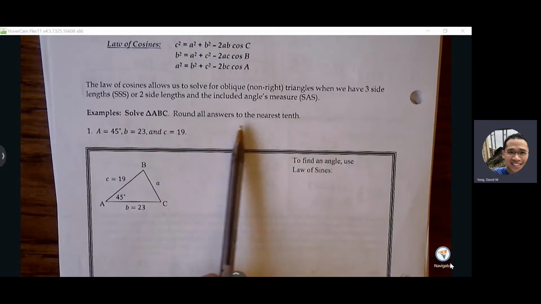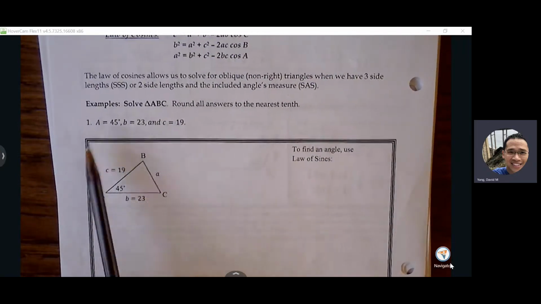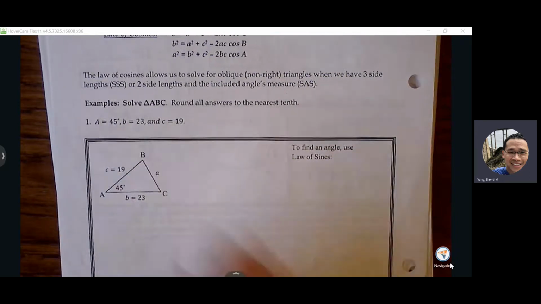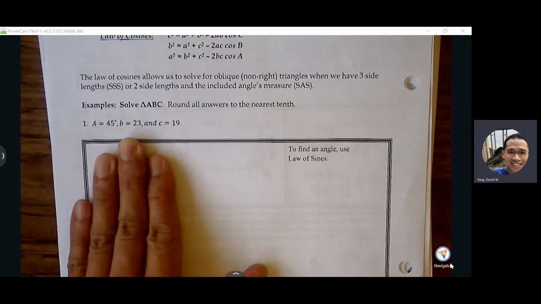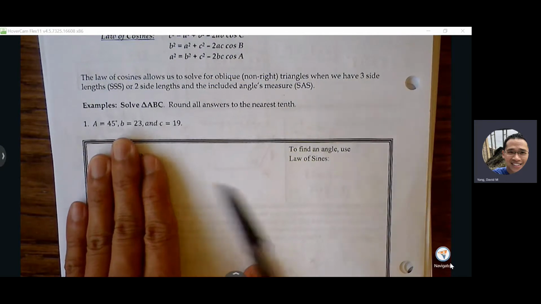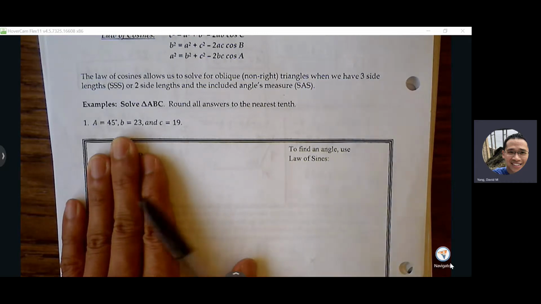Solve triangle ABC, round answers to the nearest tenth. The information given: angle A, side B, side C. Eventually, we're going to have to create the triangle ourselves. It may not look exactly like the one given, but we should be able to identify that uppercase refers to angle measures, lowercase refers to side lengths, and your uppercase and lowercase will always be across from each other, side length and angle.